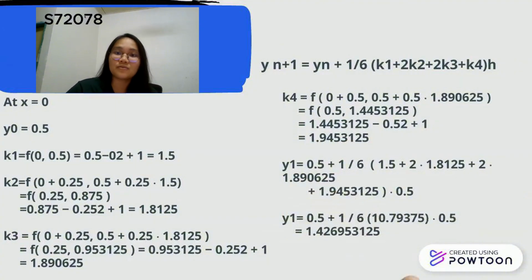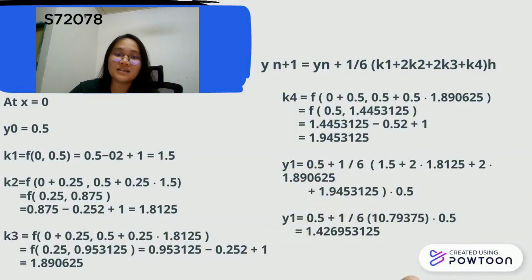The second, k2. How to find k2? We use the formula k2 equal to f in brackets x0 plus h over 2 and y0 plus h over 2 times k1. So we get k2 equal to f in brackets 0.25 and 0.875. We substitute into the equation y minus x squared plus 1, and we get k2 equal to 1.8125.